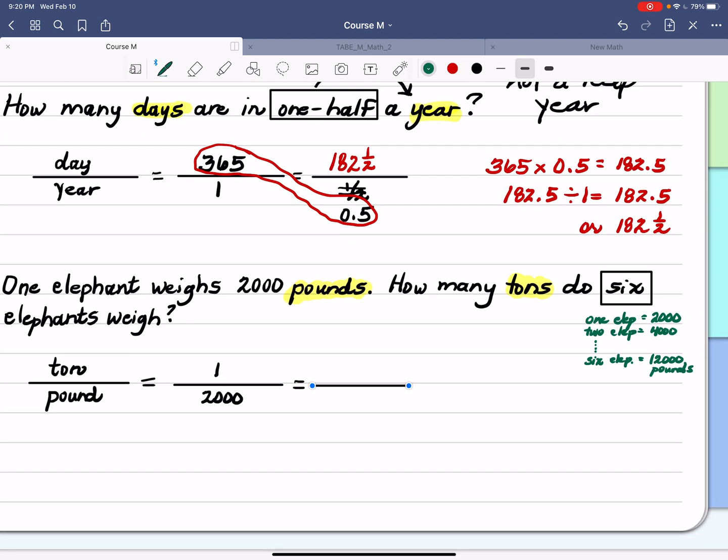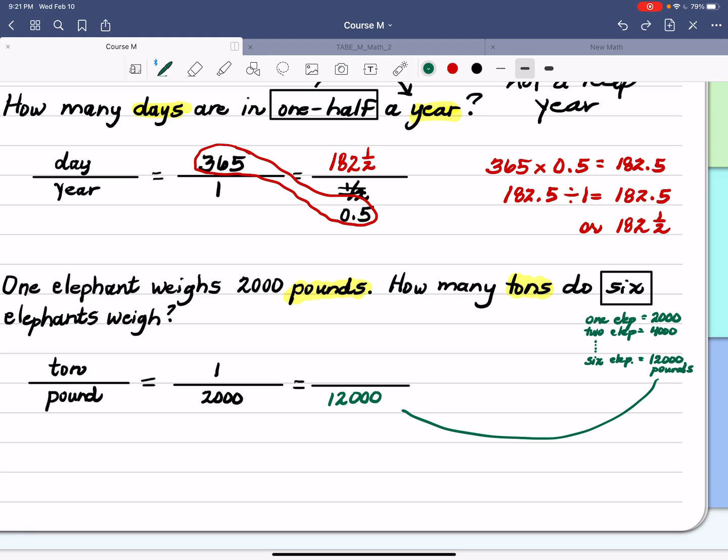So this time, be so careful. This is why it's so important to read and pay attention. Where does that 12,000 go? 12,000 tons? 12,000 pounds? It's 12,000 pounds. So the 12,000 that we just calculated goes right there. It's on the pounds row.